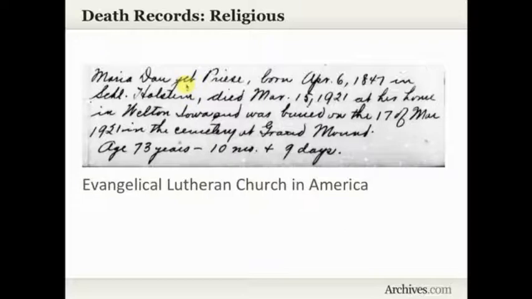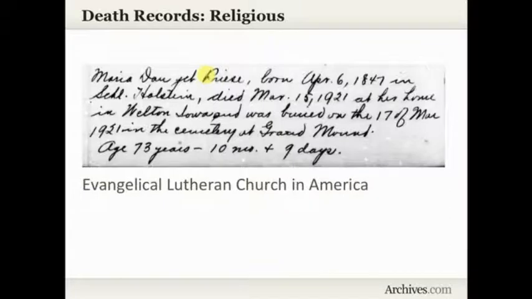GEB is a German abbreviation for born. So we have Maria Dow, born Priest, born April 6, 1847 in Holstein. So again, even though the census is telling us she's born in Germany, now we have a more specific area where we can start looking. And it's giving us the maiden name, which is a very, very good clue.